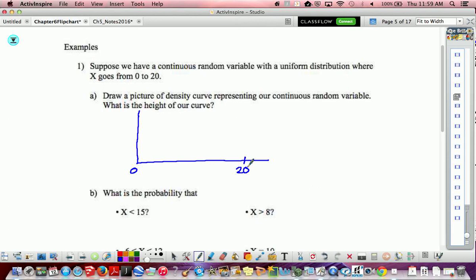The nice thing about this is it says it's uniform. When we talk about a distribution being uniform, we're talking about it being the same. So what it means is the probability of each of those outcomes are exactly the same. We're going to go straight across here with the same height. So the question becomes, what in the world is the height of our curve? How in the world are we going to find that?